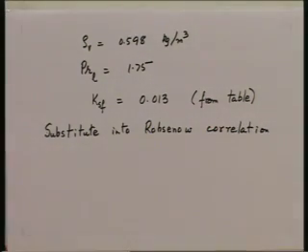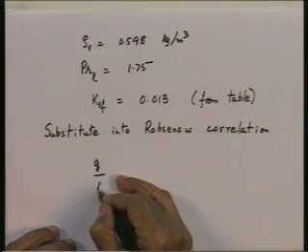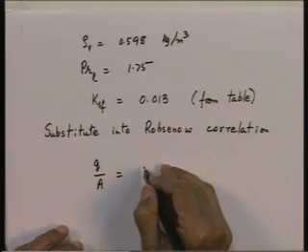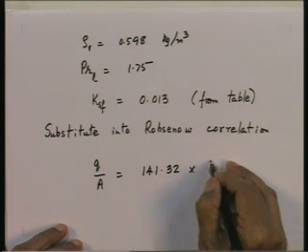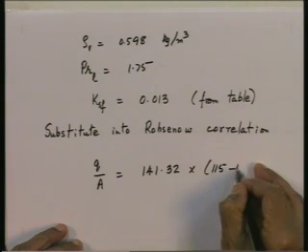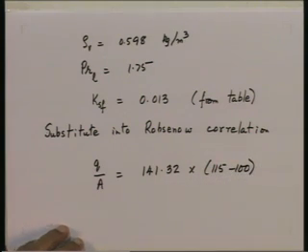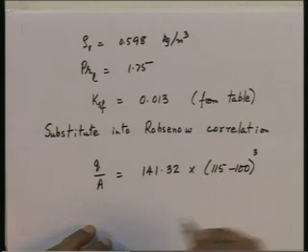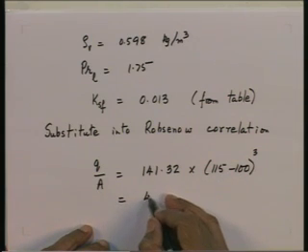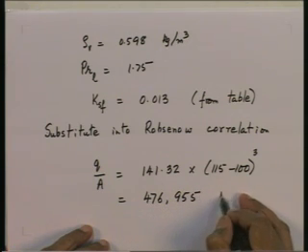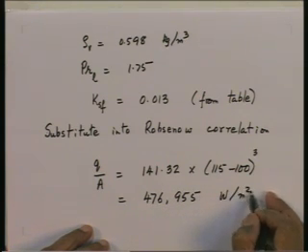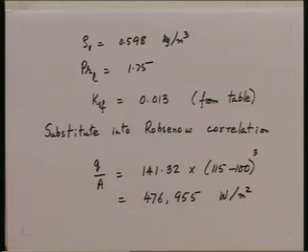I am now skipping the steps, I am not going to substitute all these numbers, but if you do that, you will get Q by A equal to 141.32 multiplied by 115 minus 100, this is the temperature difference T w minus T s, the whole cubed, and that comes out to be 476,955 watts per meter squared.